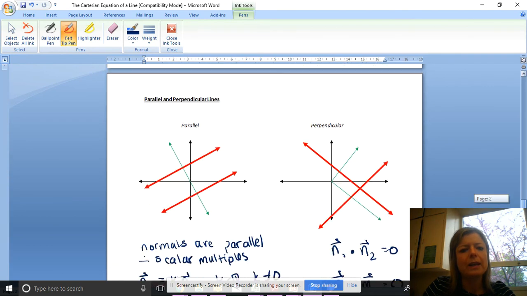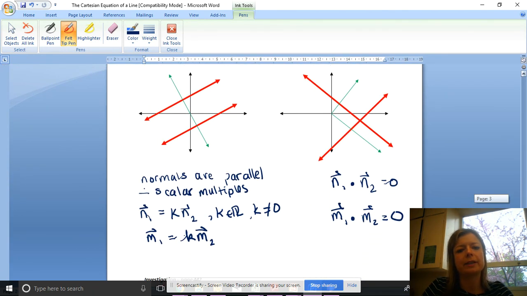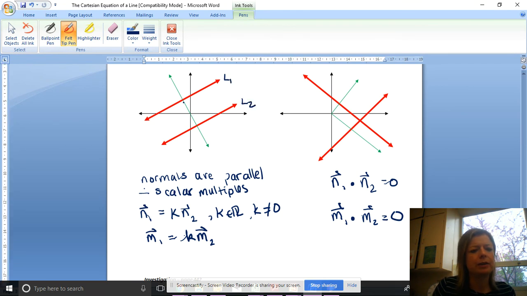Okay. One last thing to discuss is parallel and perpendicular lines. If two lines are parallel to each other, that means the normals will be scalar multiples. So if this is line 1 and line 2, then this could be normal 1, perpendicular here, and this would be normal 2. These green ones are vectors, okay? So they start from the origin and come down and up.